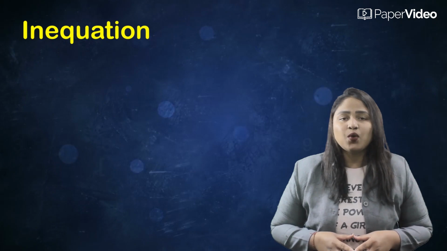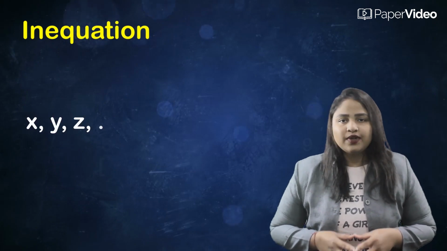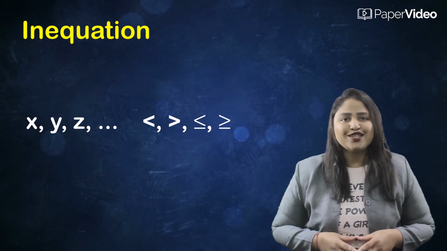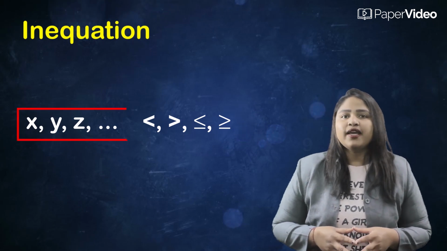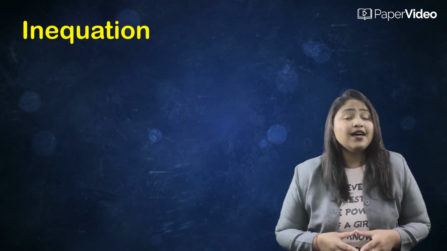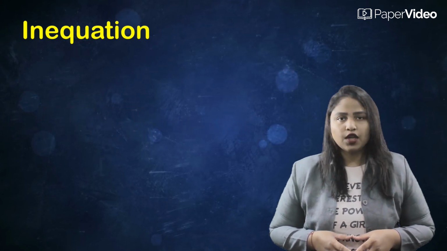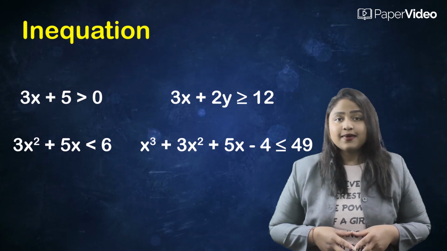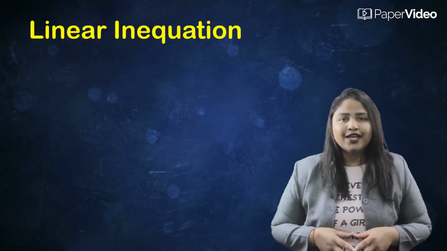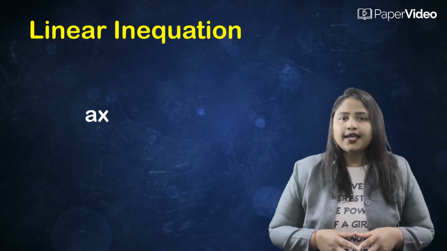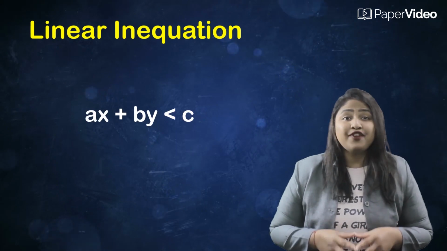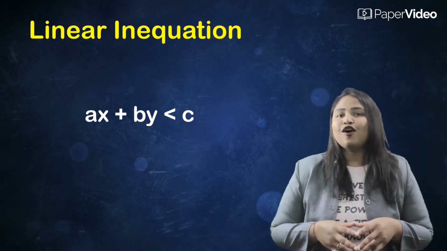First, we have inequation. A statement involving variables and the sign of inequality is called an inequation. An inequation may contain one or more variables, and it may be linear, quadratic, cubic, etc. For example, these are some examples of inequations. Next, we have linear inequation. A linear inequation is also called linear constraints as it restricts the freedom of choice of values of the variables like x and y.